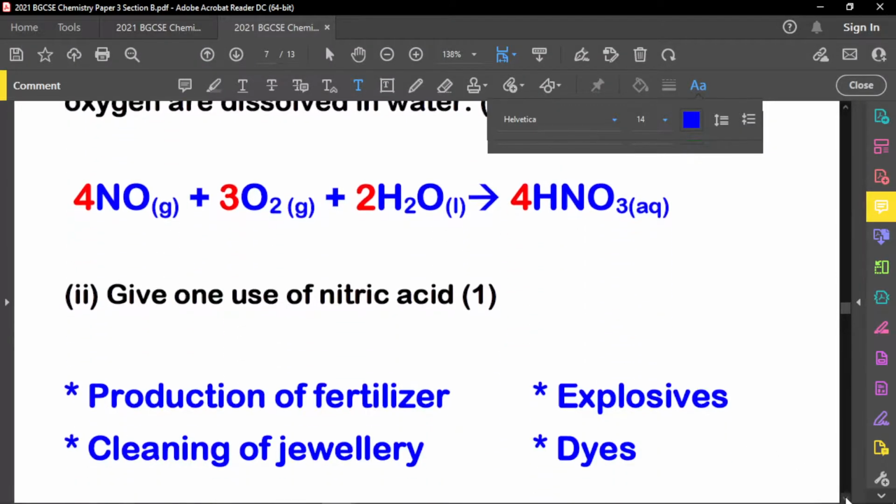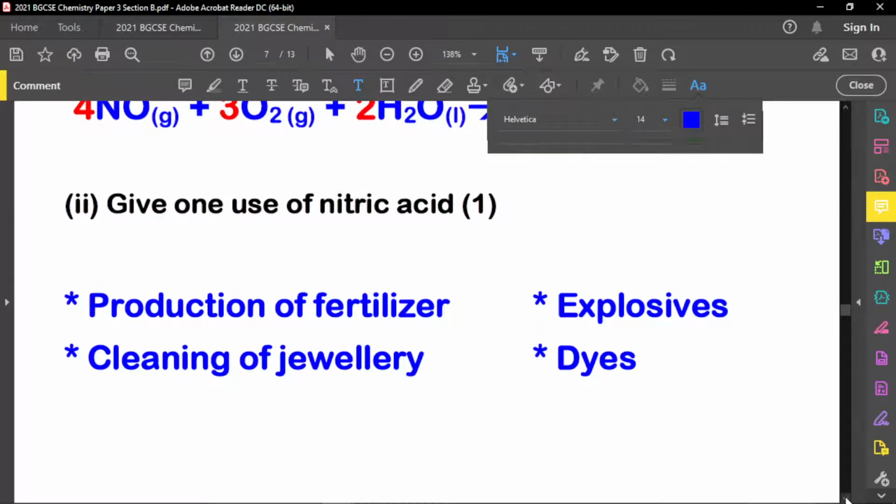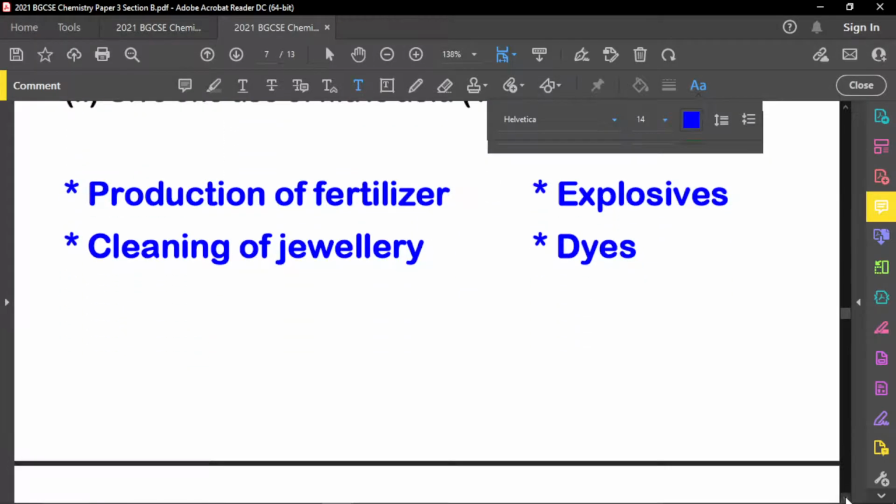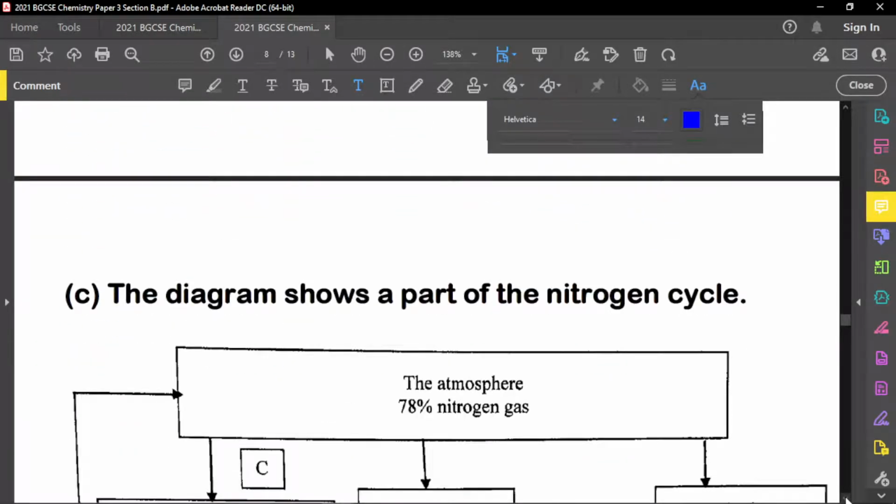Now, let's give one use of nitric acid here. Nitric acid is used in the production of fertilizer, and it can be used to clean jewelry. As a matter of fact, any acid can be used to clean jewelry if it is real gold or silver. If it's not real gold or silver, it's going to turn black. However, it can also be used to make explosives and also in dyes. And there are many other uses for it, but those are some of the basic uses.